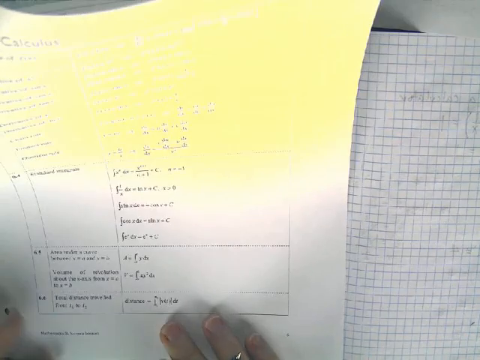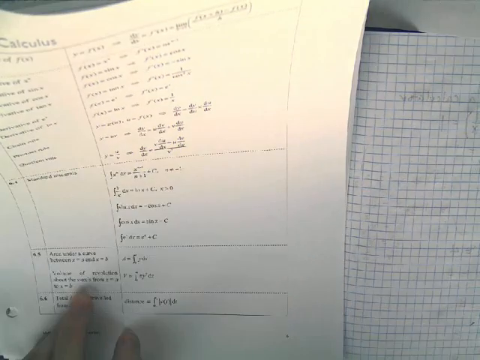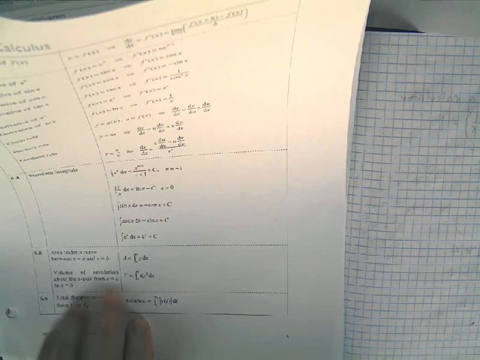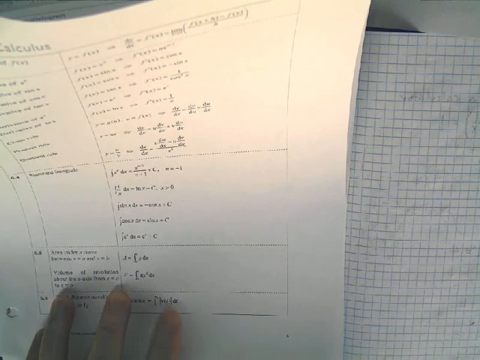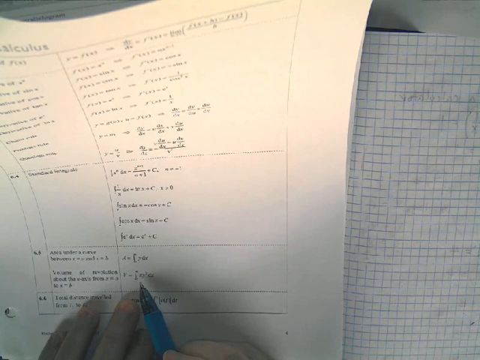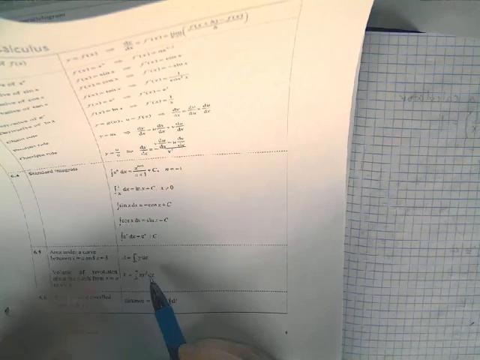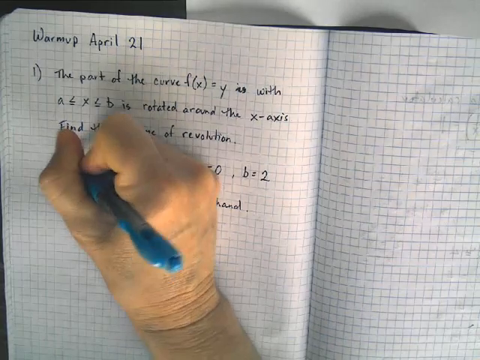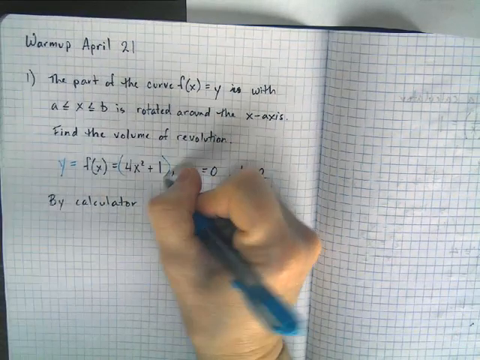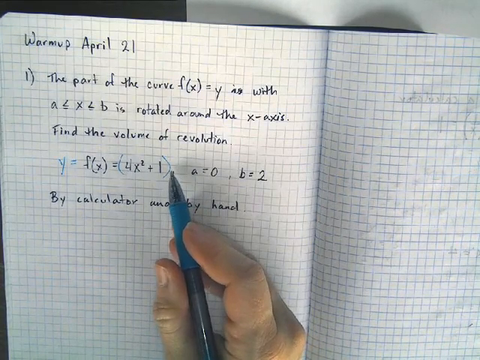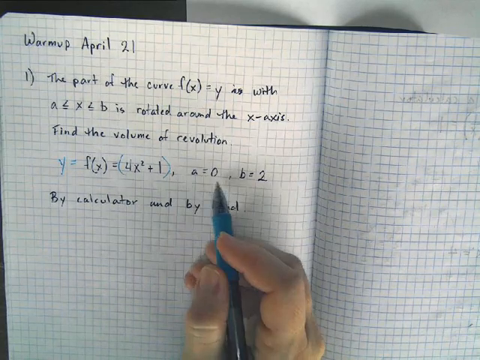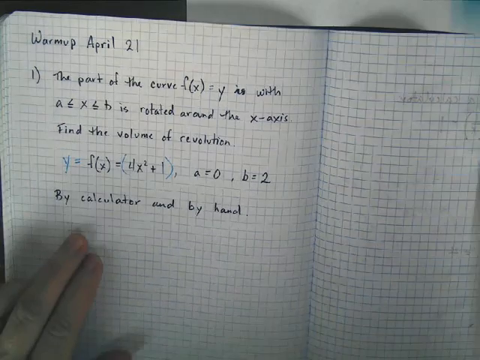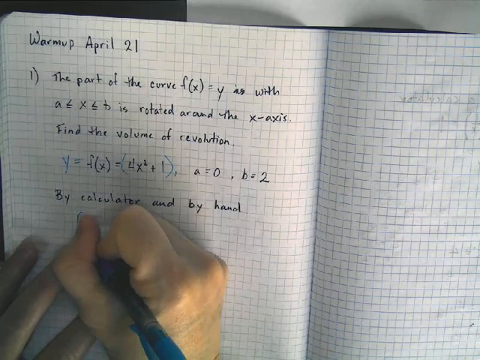There is the formula: volume of revolution around the x-axis from x equals a to x equals b. Notice it says pi y squared. So y is the same as f of x. So we have our f of x, that's the same thing as y. We're going to take this, square it, times it by pi, and integrate it from 0 to 2. All right, so if I set this up, I'm going to have my integral.